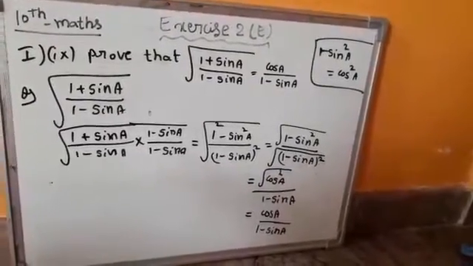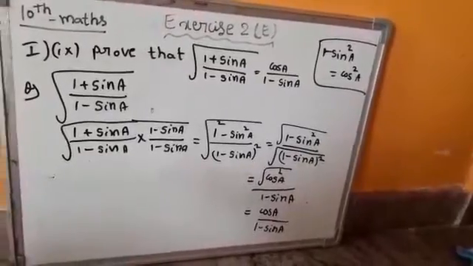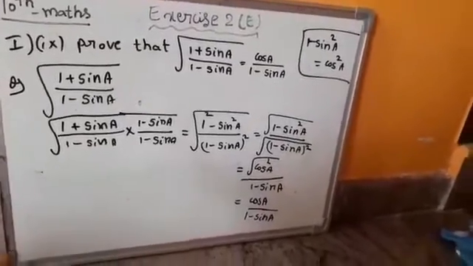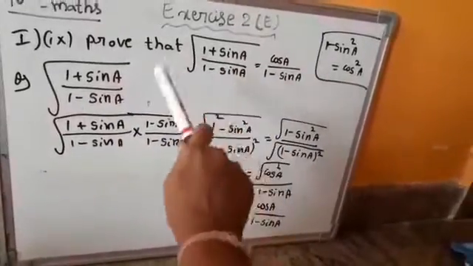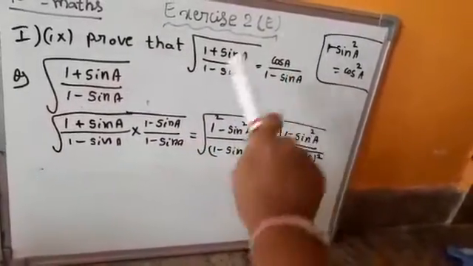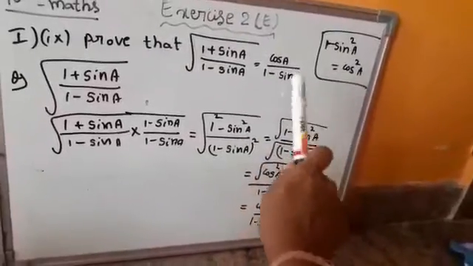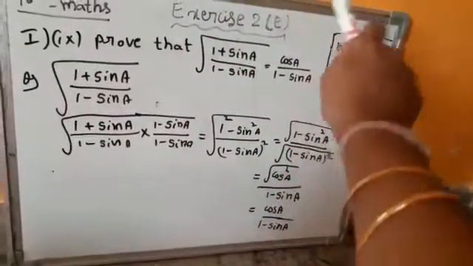Students, today we are going to learn about exercise 2e, first main, ninth problem. Prove that square root of (1 plus sin a) divided by (1 minus sin a) equals cos a divided by (1 minus sin a). See here, this is the LHS part, this is the RHS part.